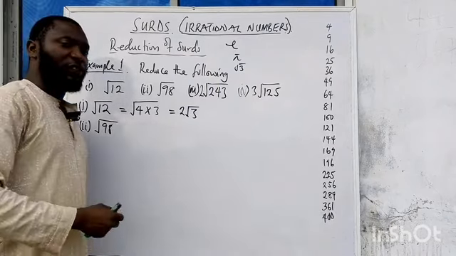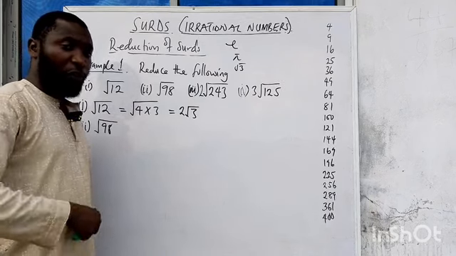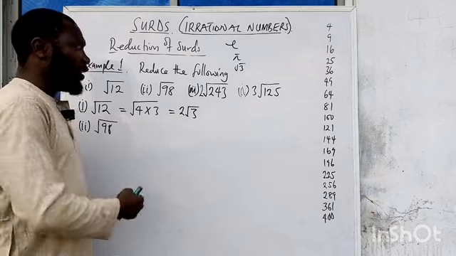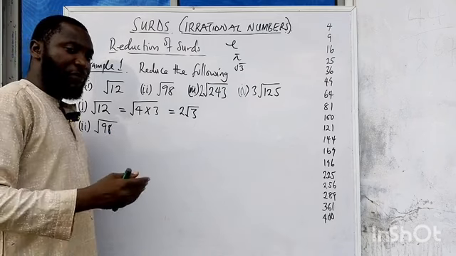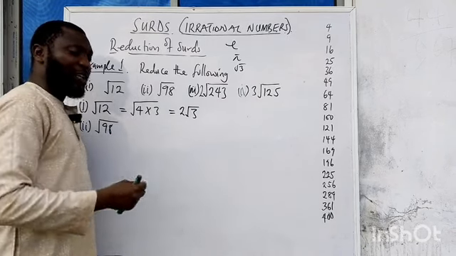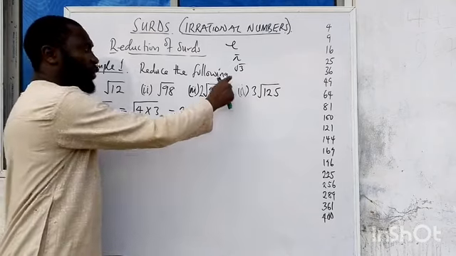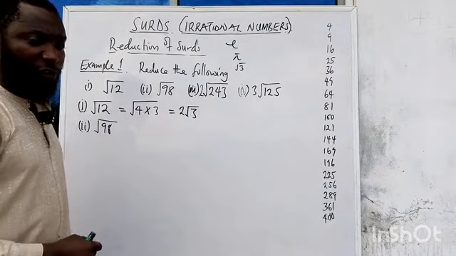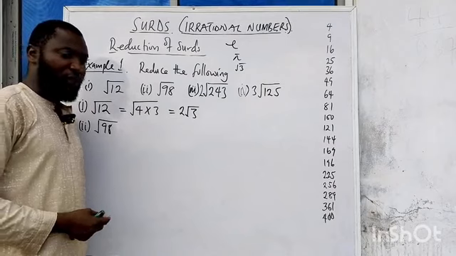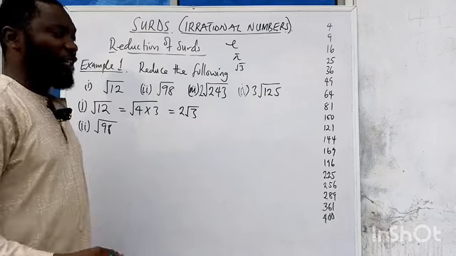Now, when we say surd, in most cases what we work with as surd is the square root. We also have other roots that can be examples of irrational numbers. But when we talk about surd, we are referring to the square root. And which type of square root? Is it the square root of any number? No. It's the square root of a number that is not a perfect square.